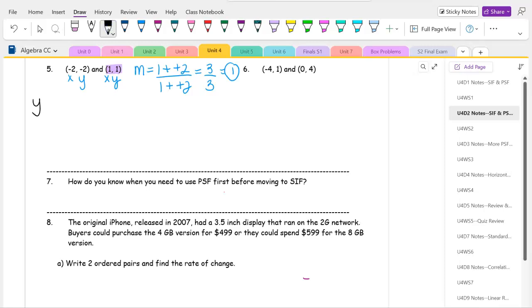Write your point slope form. Y, and then the opposite of your y coordinate equals your slope, and then x, and the opposite of your x coordinate. A lot of ones here. All right, so that's point slope. Now we want to do slope intercept. So we'll go ahead and distribute. And then we want to get the y by itself, so we'll add 1 over. Those are going to cancel, and you're just going to get y equals 1x.